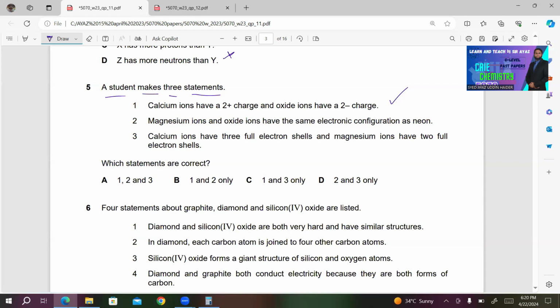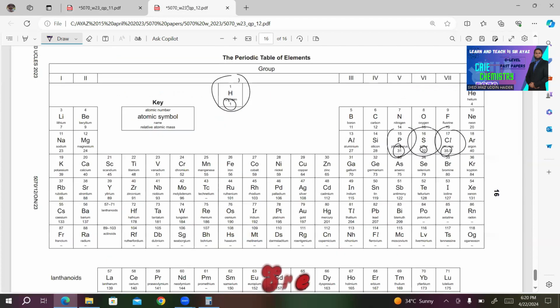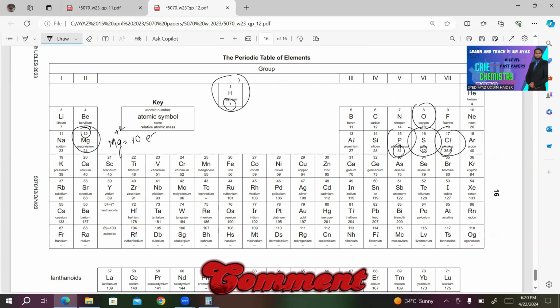Number 2, magnesium ions and oxide ions have the same electronic configuration as neon. Here is magnesium and here is oxygen. Magnesium is a metal, so it will lose 2 electrons. Here is the proton number of magnesium, which means it has 12 electrons. So after losing electrons, Mg will be left with 10 electrons. Mg 2 plus will be left with 10 electrons.